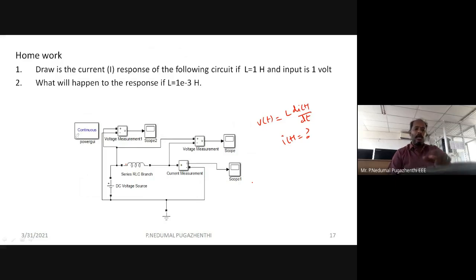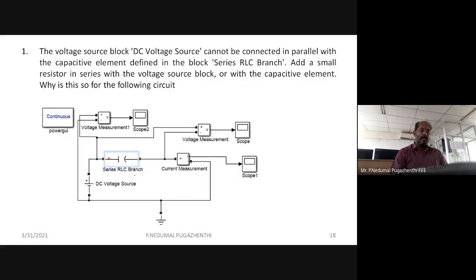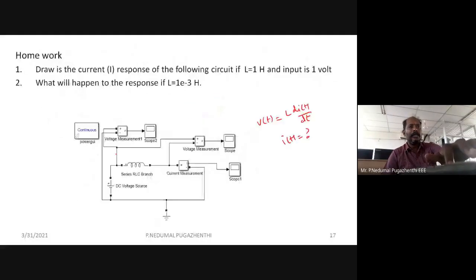This is one homework, and the second one is, if I connect a capacitor to a DC input, you will not get an output. Tell me the reason behind it. Why am I not getting an output when connecting a capacitor with a DC source? That's the second question, relevant to this. So I am done with my presentation today, and we wind up.